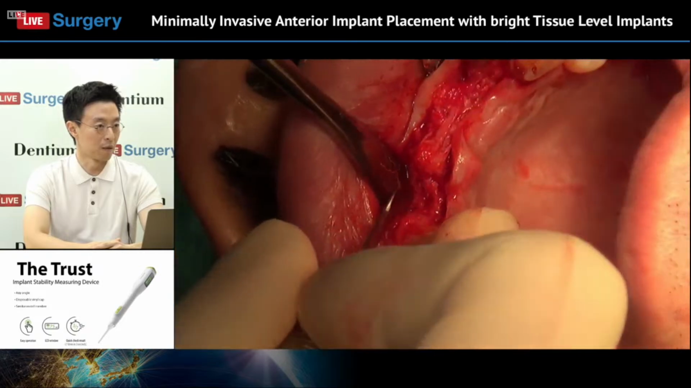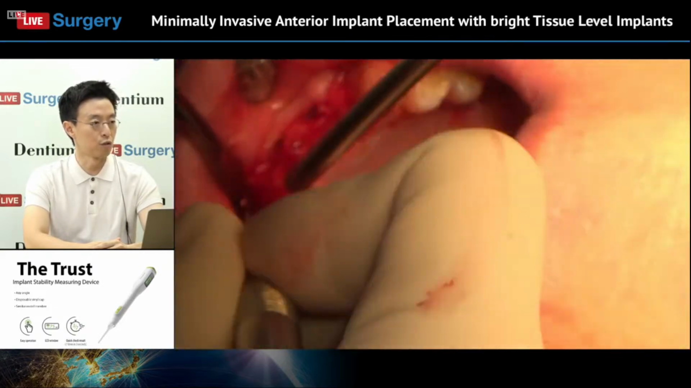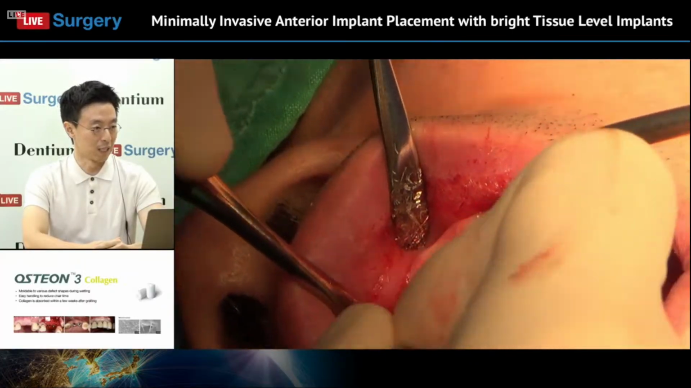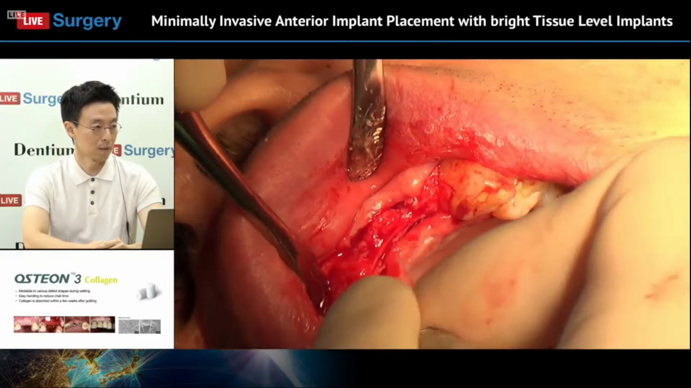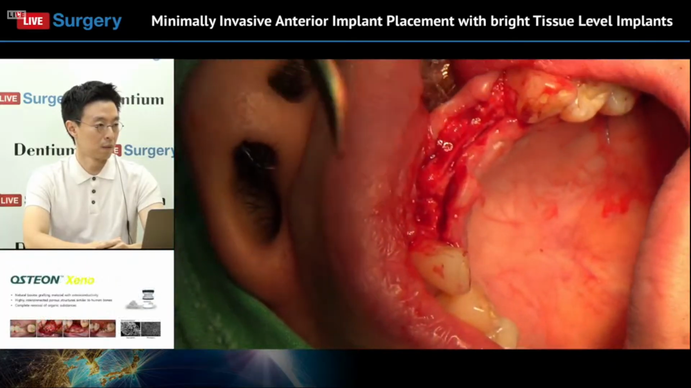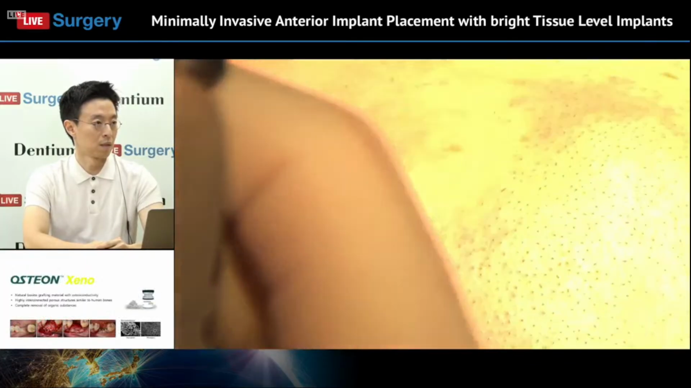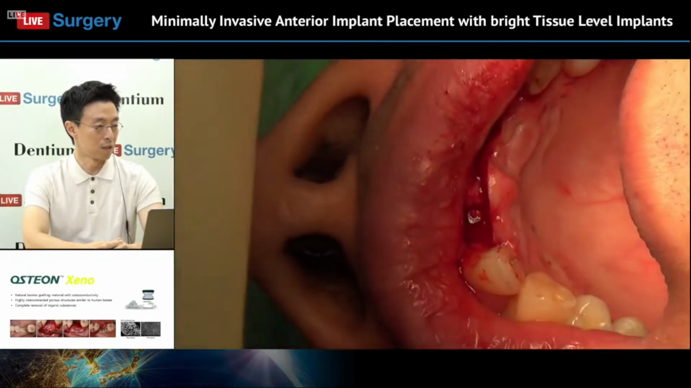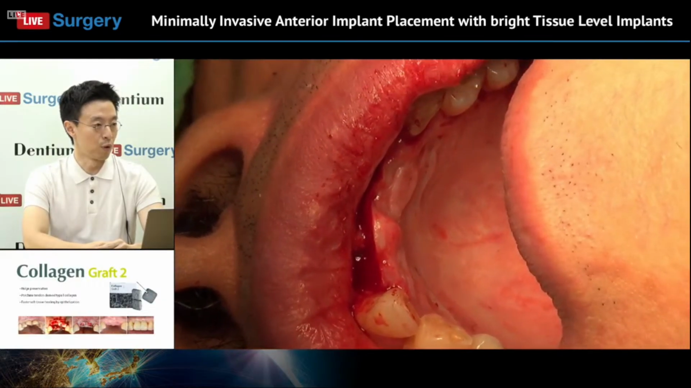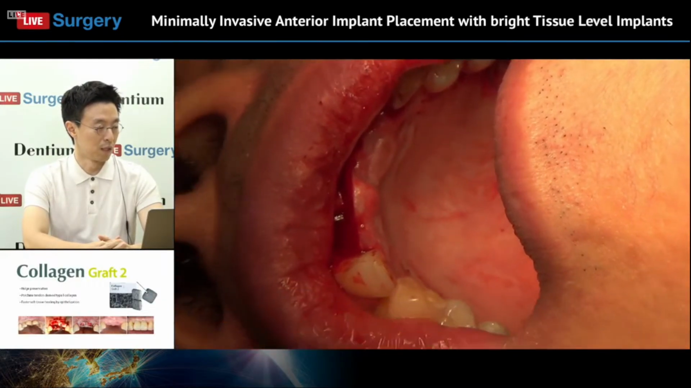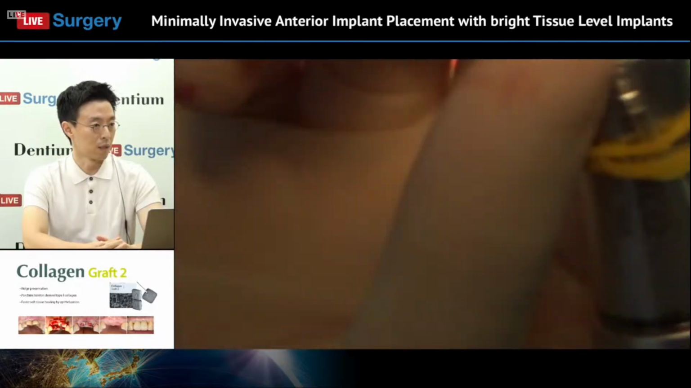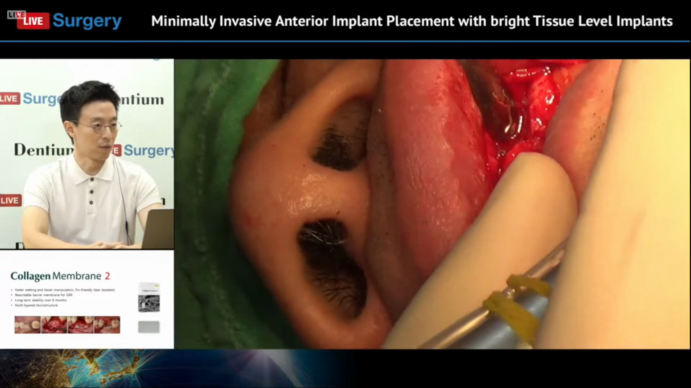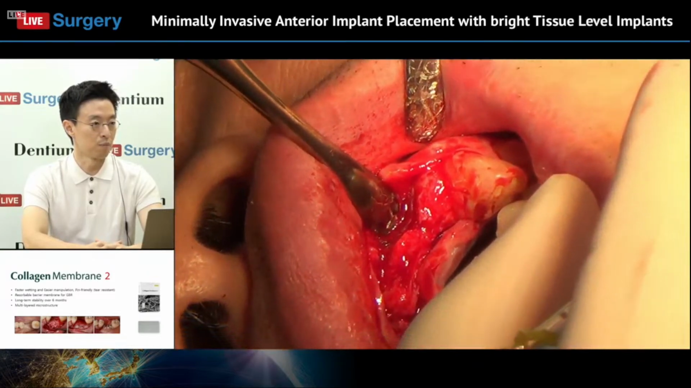I'm removing the granulation tissue around the drilling site. The granulation tissue can hinder the drilling procedure of implant placement. So it is very essential to remove the granulation tissue prior to the implant drilling.